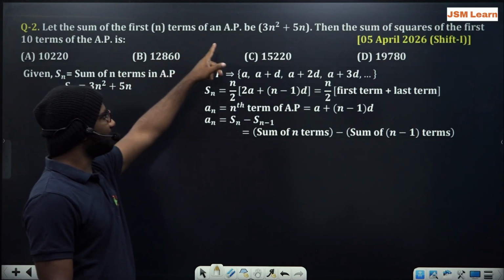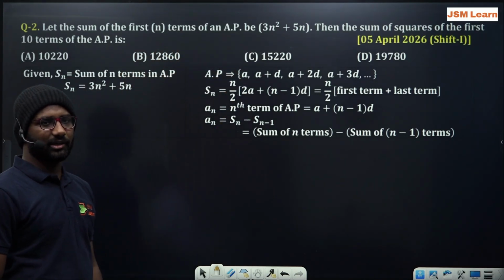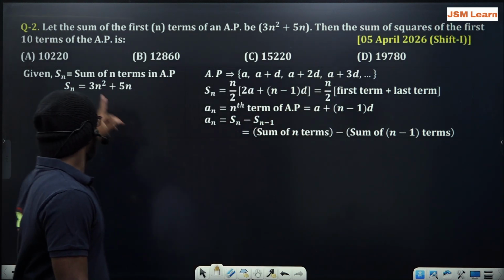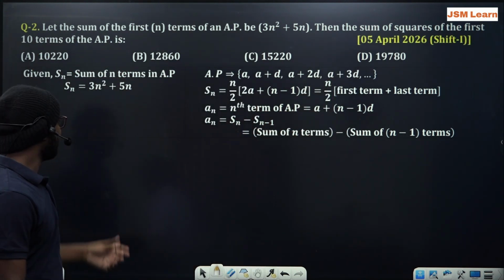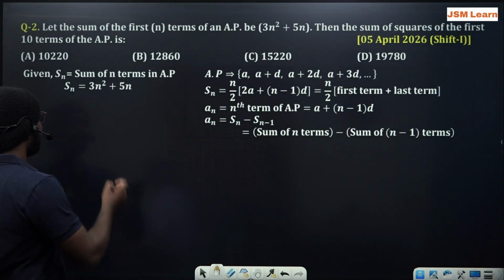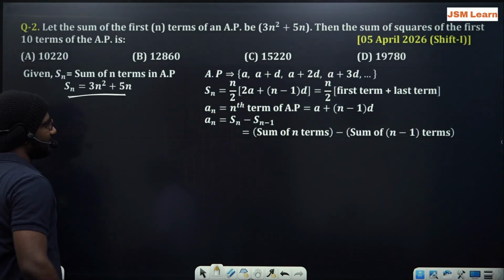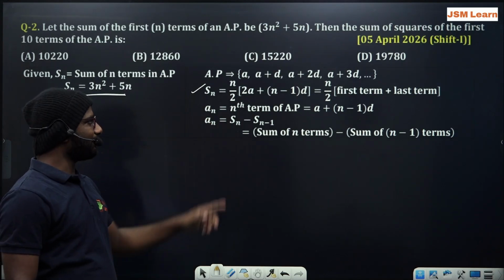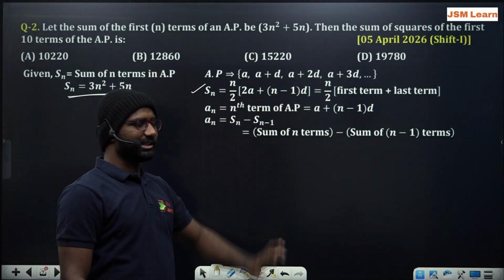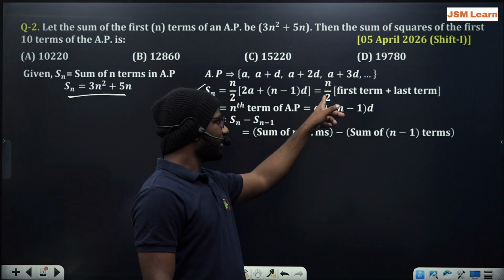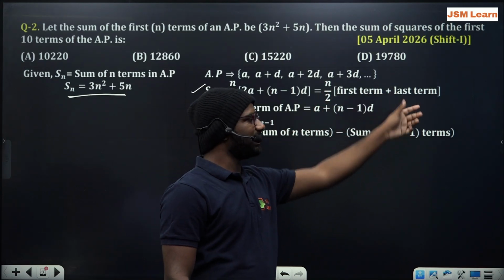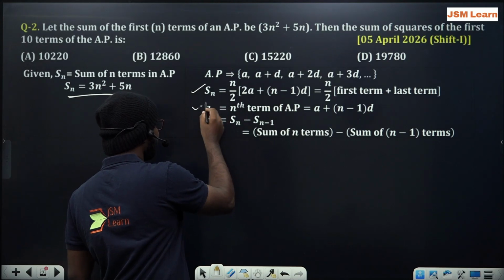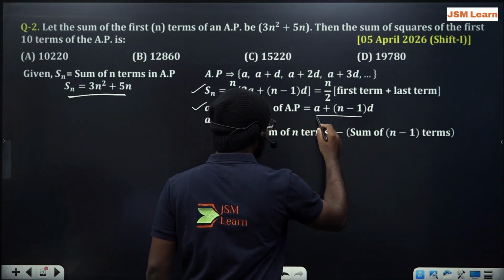Sum of first n terms of an AP is equal to 3n square plus 5n. Then we need to find the sum of the squares of the first 10 terms of the AP. Given sum of n terms is equal to 3n square plus 5n. We know sum of n terms is equal to n by 2 times (2a plus n minus 1 into d), which is equal to n by 2 times (first term plus last term). We can write the nth term of an AP as a plus n minus 1 into d.